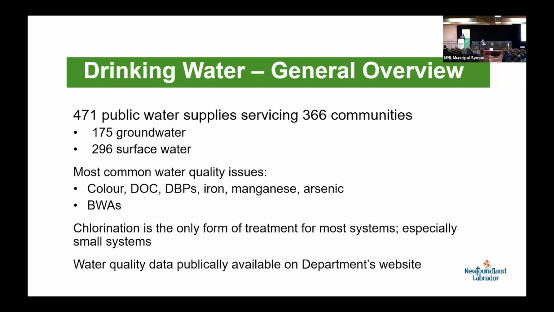So we're looking at ponds, rivers, lakes, reservoirs when we're talking about surface water, and about 175 of those are groundwater systems. Some of those groundwater systems are quite small, just servicing a handful of homes within those communities. Most of our common water quality issues that we face here in the province include color, dissolved organic carbon or DOC, elevated levels of iron, manganese, arsenic, and other metals that could be in water. And of course, boil water advisories is another type of water quality issue that we commonly face here.